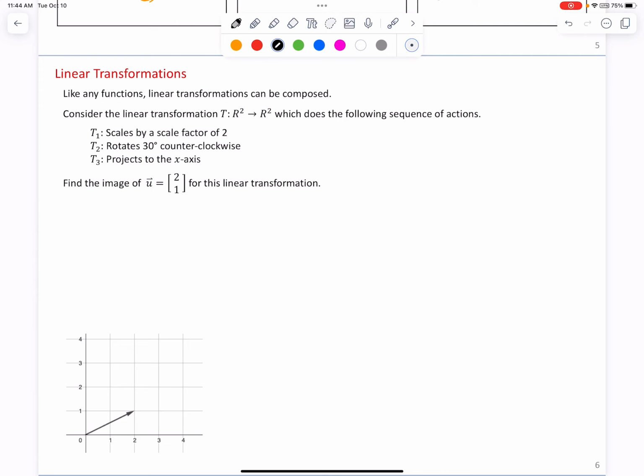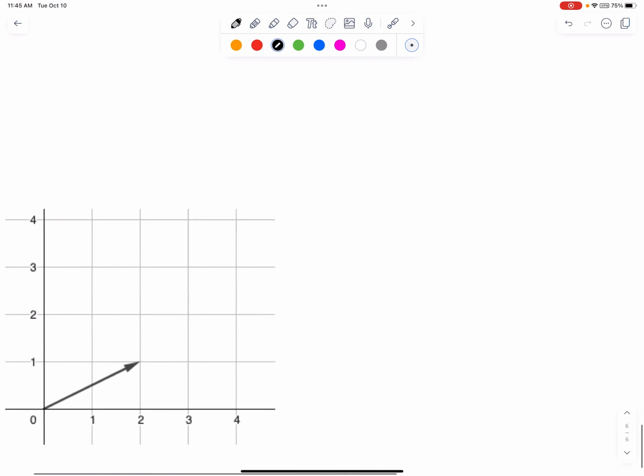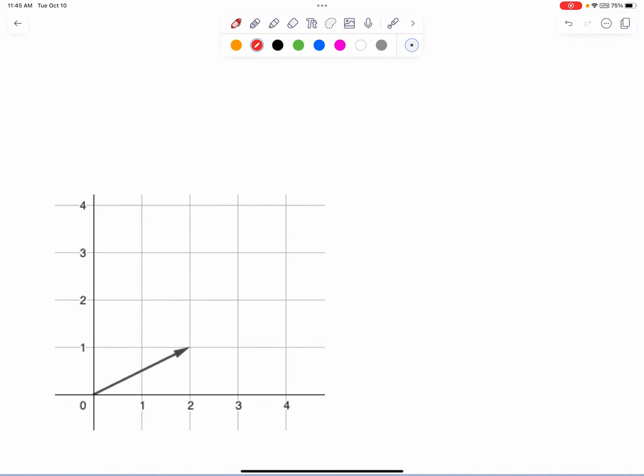So let's get a sense for what's going on visually, and then we'll talk about all the matrices required to accomplish this. Down here, we have the vector 2, 1 in our image. We're going to scale this by a factor of 2 to begin. So we're going to double its length. It should now end at the vector 4, 2. Then we're going to rotate this vector 30 degrees counterclockwise.